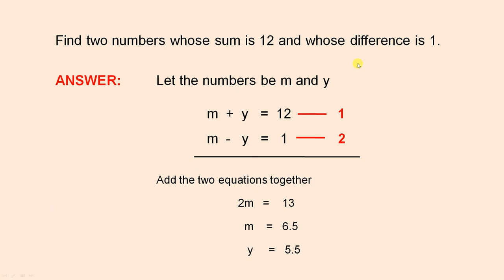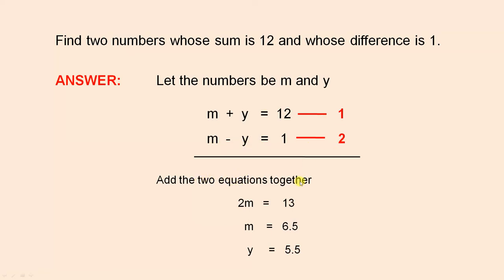Find two numbers whose sum is 12 and whose difference is 1. If we let the numbers be m and y, so m is one number and y is the other, m plus y must be 12 because look, the sum is 12. m minus y must be 1 because the difference is 1. So here we have equation 1, here we have equation 2.